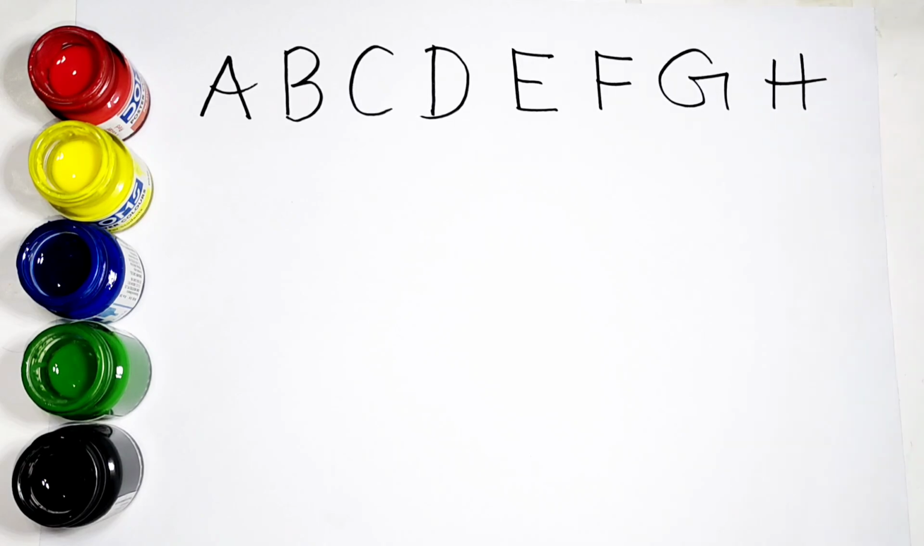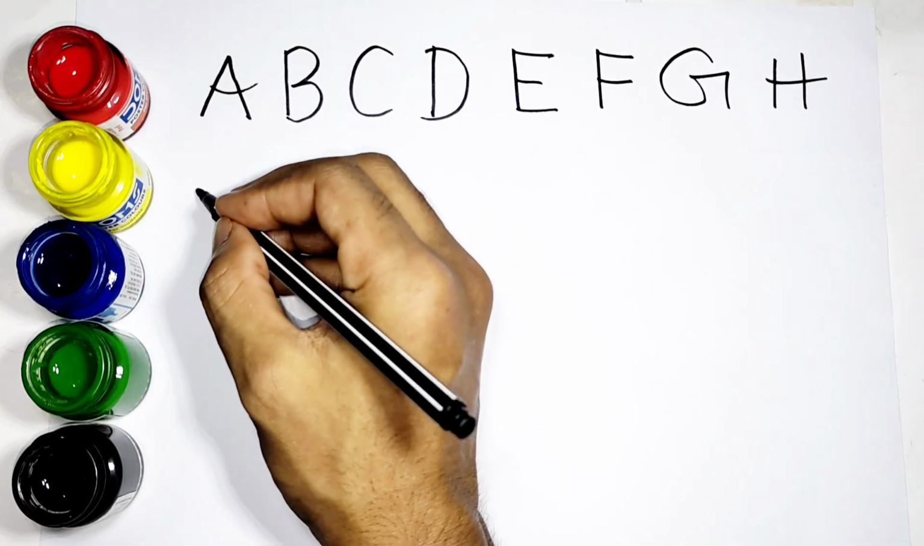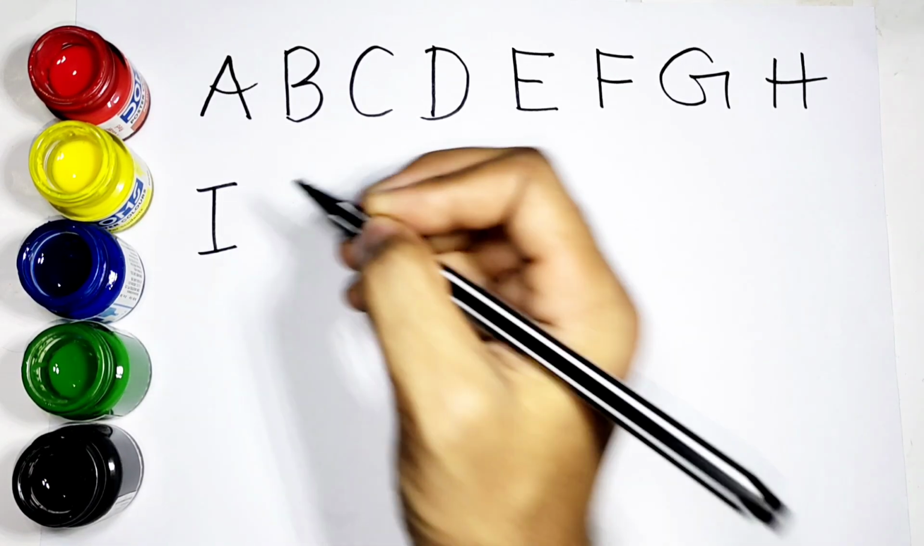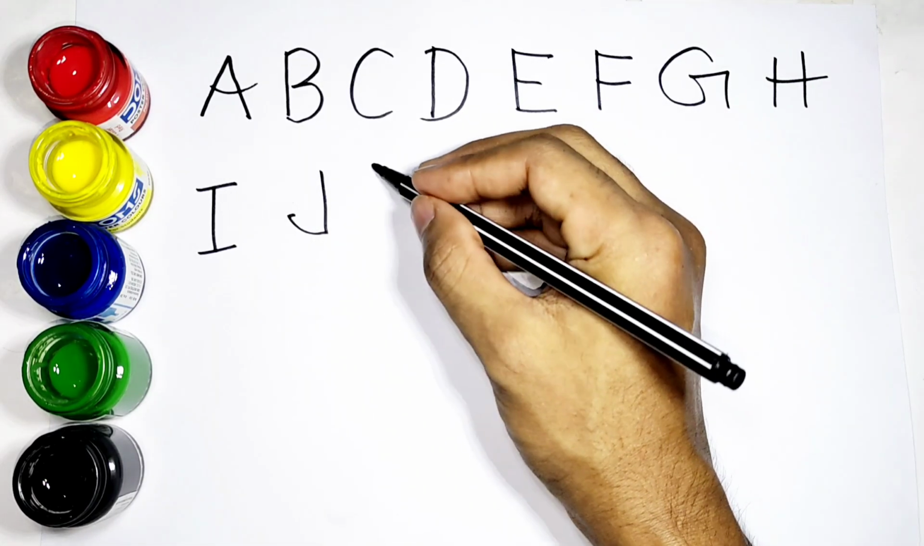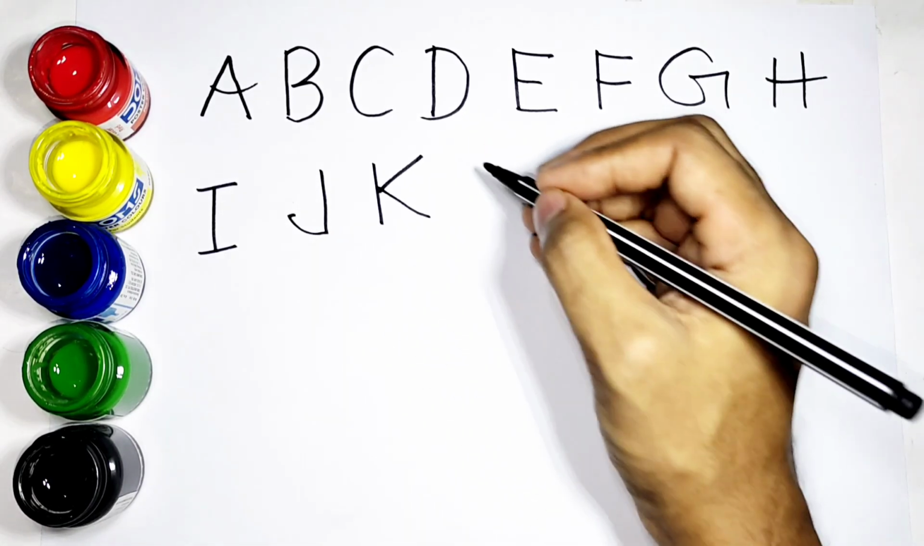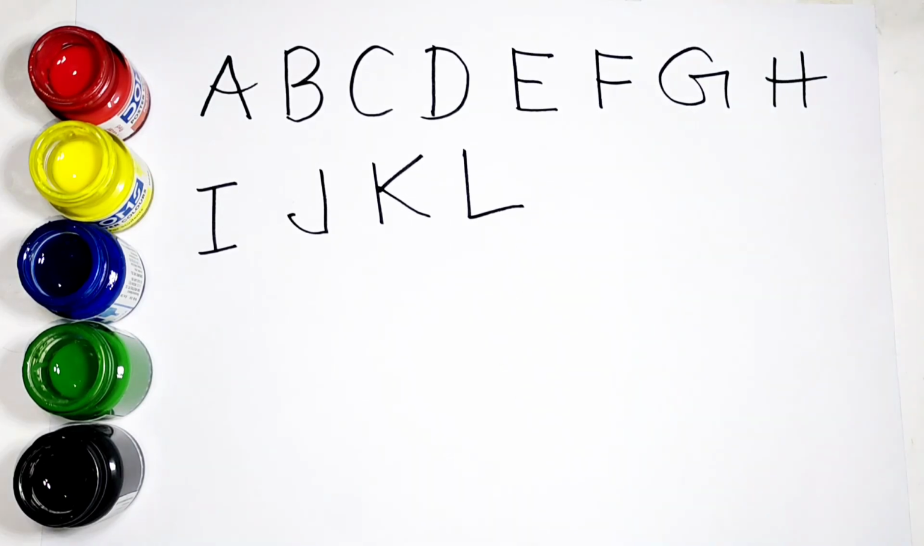The next one is H. H for hand. Kids, now we draw I. And the next one is J. Now we draw K. The next one is L.